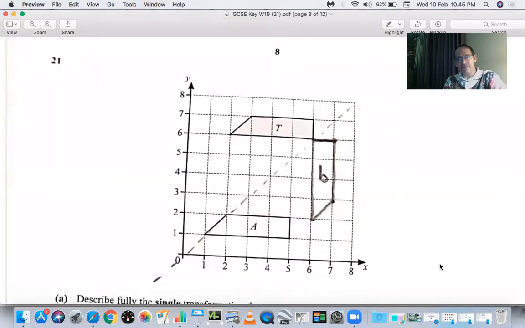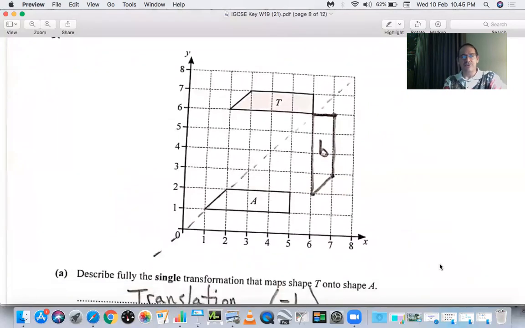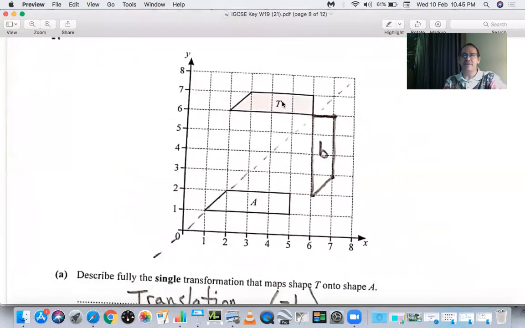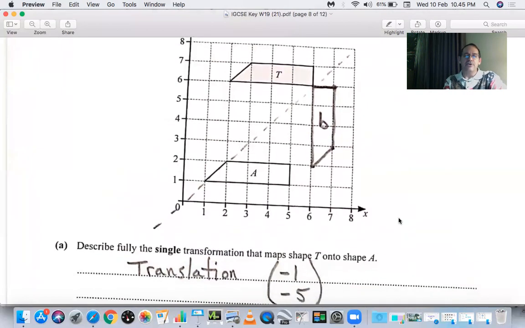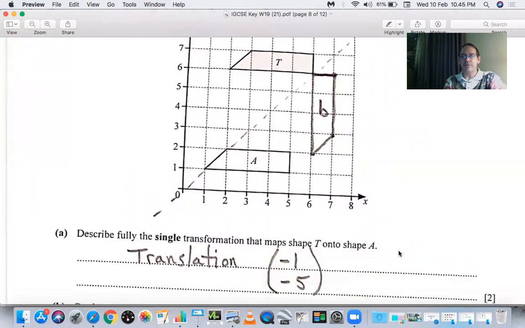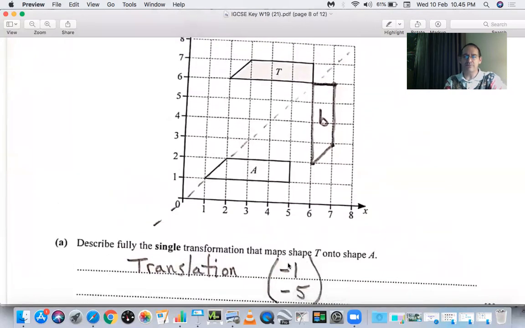Now for a transformation. So describe fully the transformation that maps T onto A. If you notice, you can just slide this down. So if it's a slide type, that's a translation. And so you call it translation. That's 1 point for that. And then you get 1 point for the column vector. Remember, your column vector is how far you translate it for the X and over how far you translate it for the Y. It's not a fraction, it's a column vector.